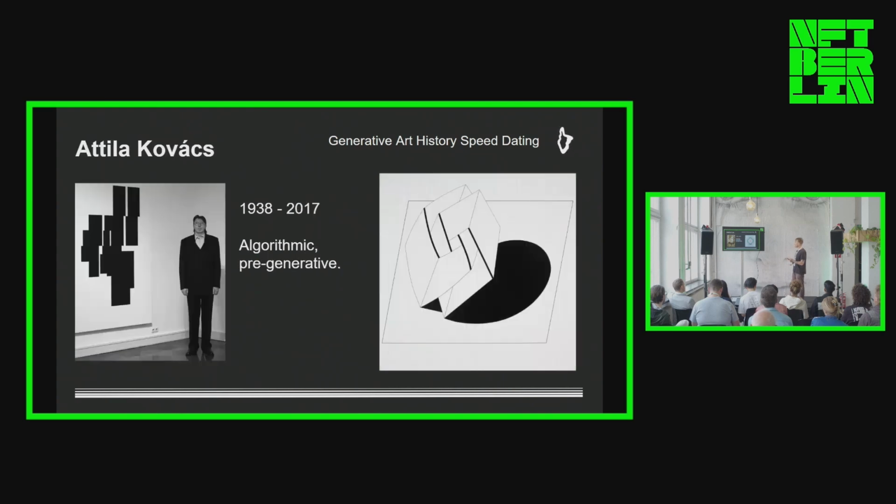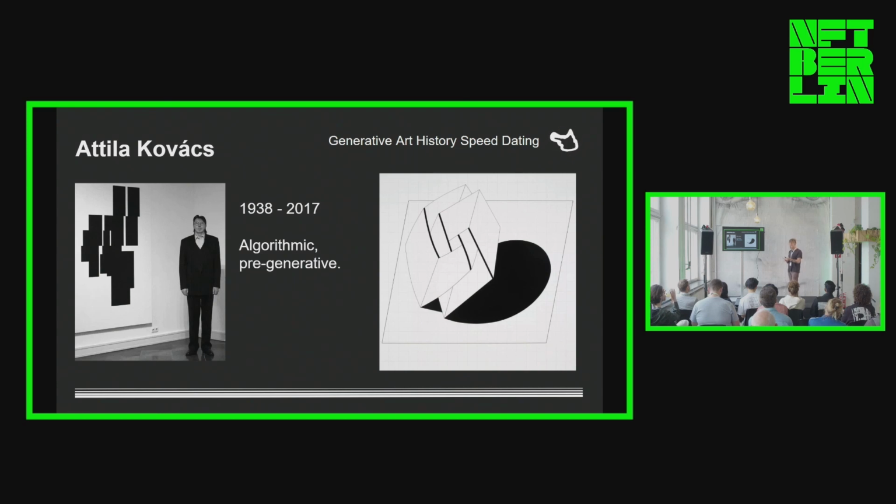Next we have Attila Kovacs. And Attila was a pioneer of abstract minimalist art, considered to be the first to use mathematically programmed processes, creating code and algorithms. But he didn't create algorithms for computers to use, he created algorithms for humans to reproduce his works with precise accuracy.